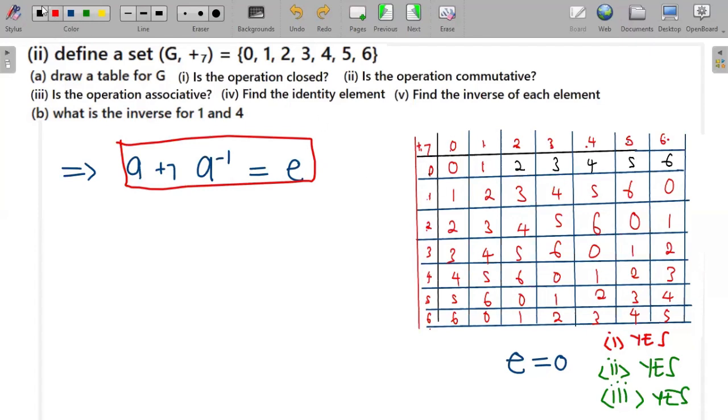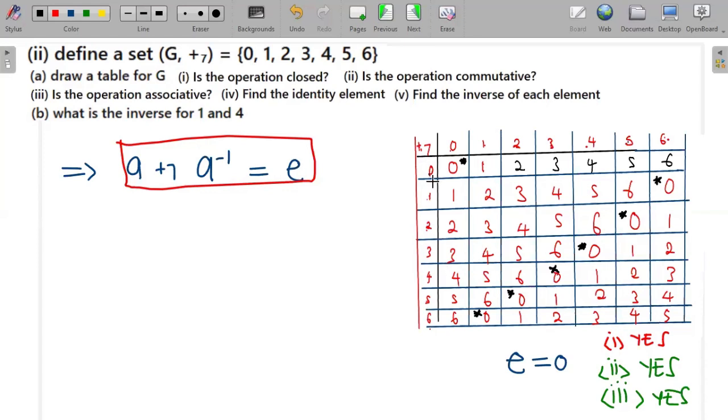So I'll go to this table here that I have. Okay, and then I'm just going to mark the position where I have 0 there. Okay, so those are the positions where I have 0. So it means I can now start finding, oh, this is 0 here. I forgot that one. I can now start finding the inverse of each element.